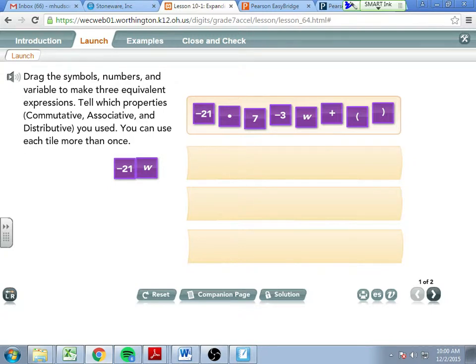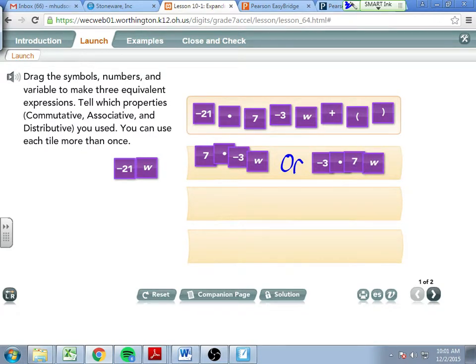So Zach, what do you want to try to do? So we can do 7 times negative 3. And then we can just switch that around to do negative 3 times. Now, wait. 7 times negative 3, that would only equal negative 21. So you need W, right? Yeah. Now, I agree. So Zach was about to say flip it around, and we could do negative 3 times 7, and now my W could be on the 7 instead of being on the negative 3. Either way, both of those will end up being negative 21W.